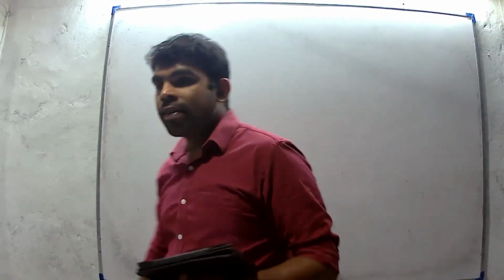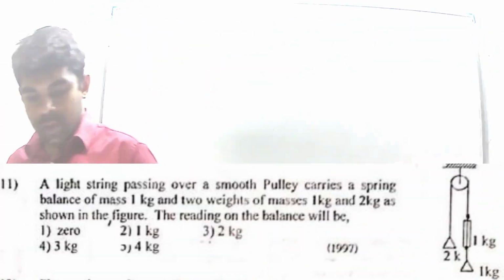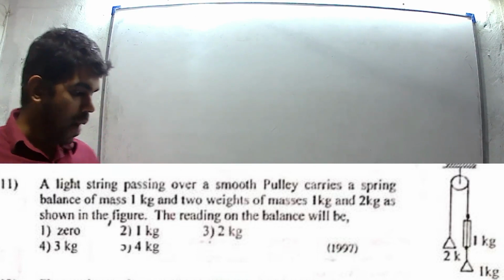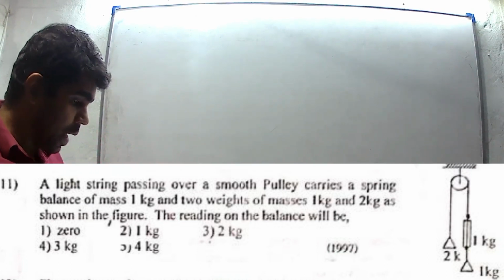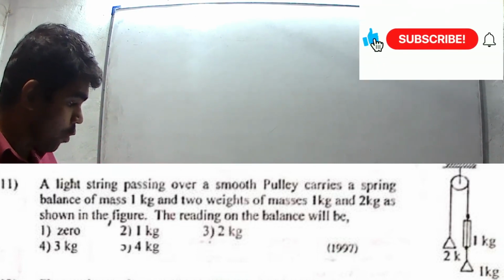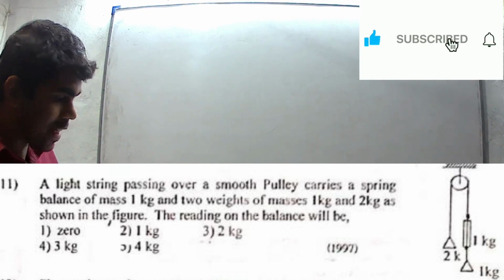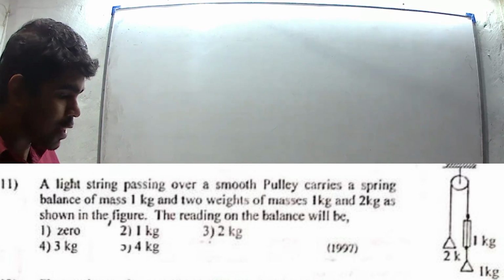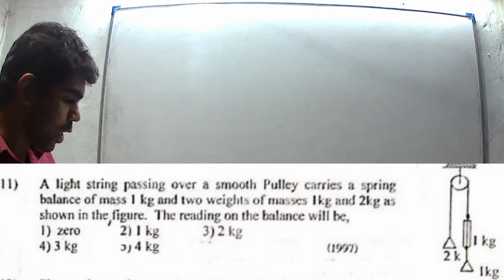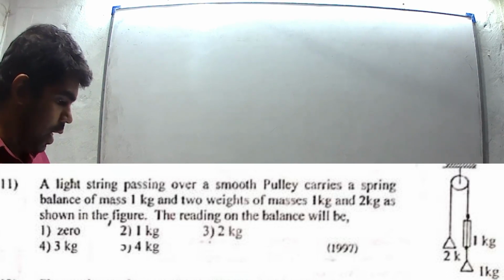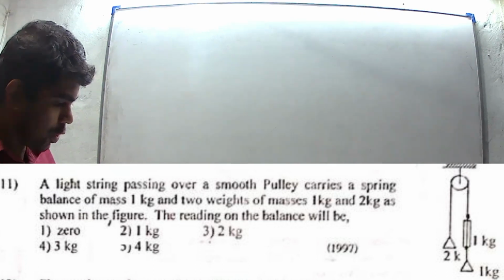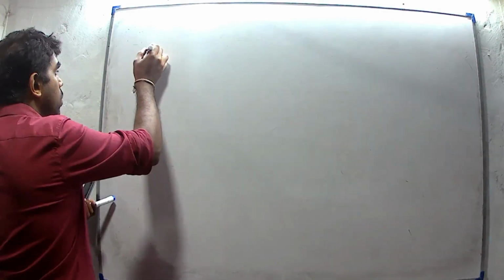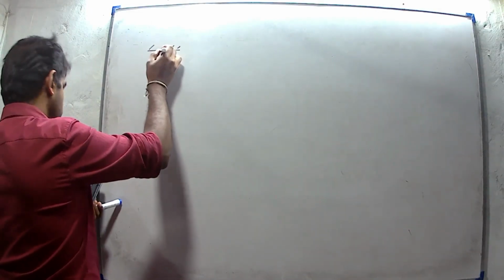Then question number 11. A light string passing over a smooth pulley carries a spring balance of mass 1 kilogram and two weights of masses 1 kilogram and 2 kilograms as shown in the figure. The reading on the balance will be? Now there is an equilibrium.